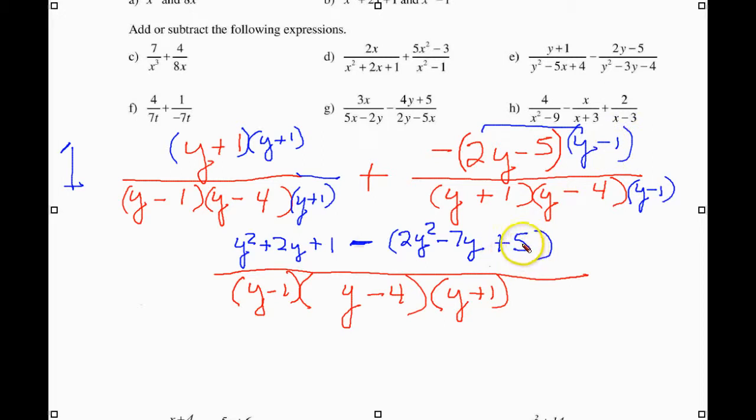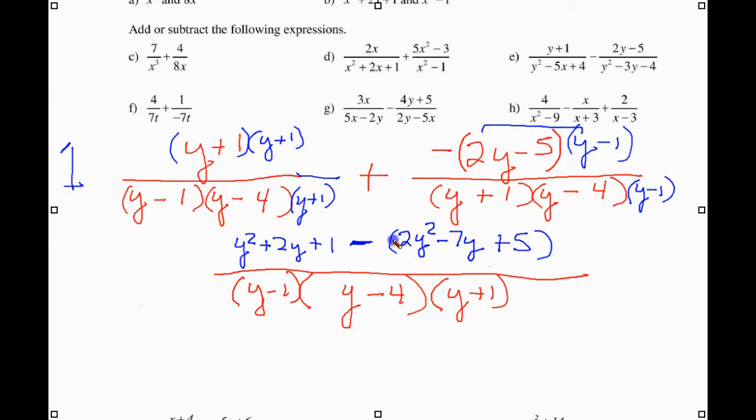Again, lots of algebra going on. Now there's a negative sign in front of this parenthesis, going all the way back to that. So what I'm going to do is take away the parenthesis and change all my signs.